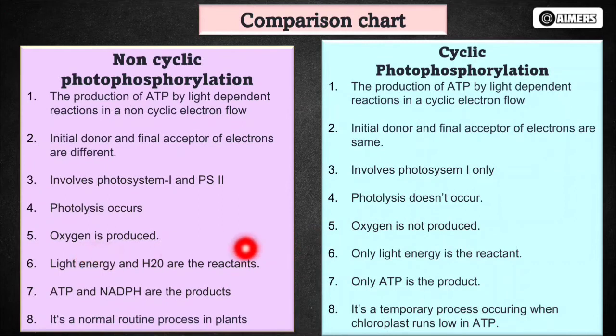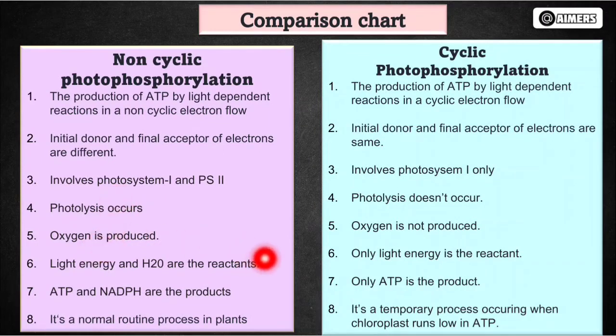Light energy and water are the reactants. Both of these components are the reactants, while in case of cyclic, only light energy is the reactant, because water fills the electron hole in photosystem II. As photosystem II is not involved in this process, there is no need of water, there will be no release of oxygen, and there will be no photolysis.